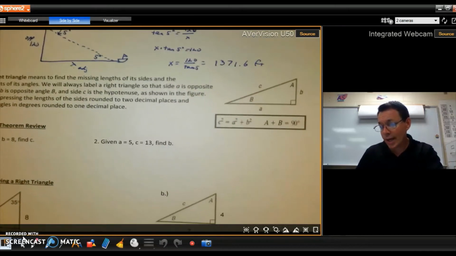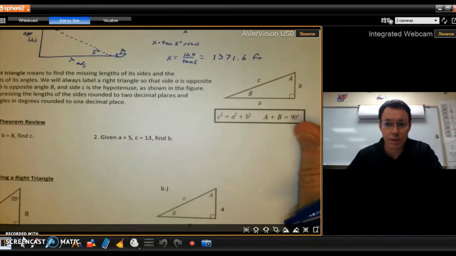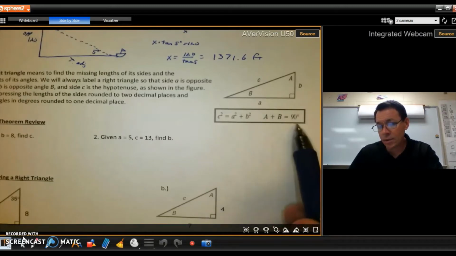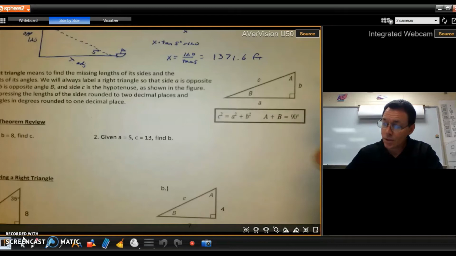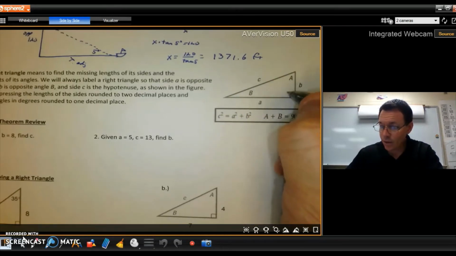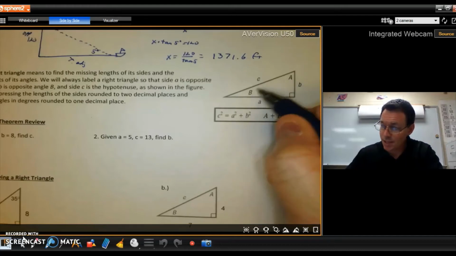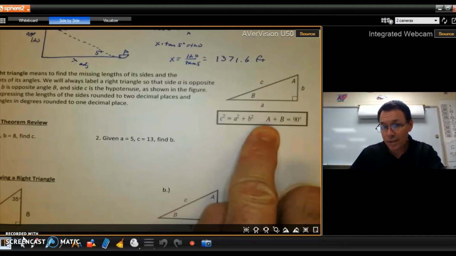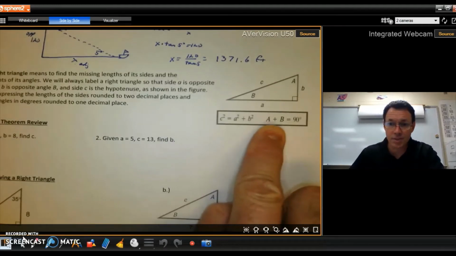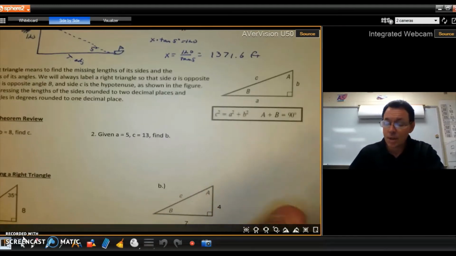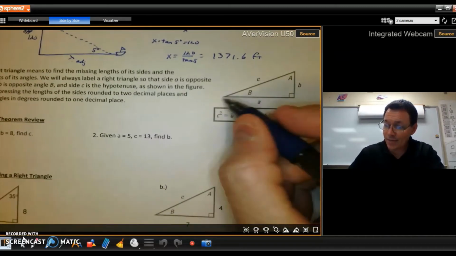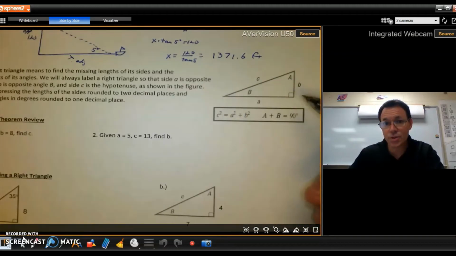Now, to do that, there's a couple things from geometry that you need to remember. First off, all the angles in a triangle always add up to 180. So if our triangle is a right triangle, we automatically know that we have a 90-degree angle, which means these two would have to add up to be the other 90. So if they give me one angle, I automatically know the other angle. I'm just going to subtract from 90. That's easy.